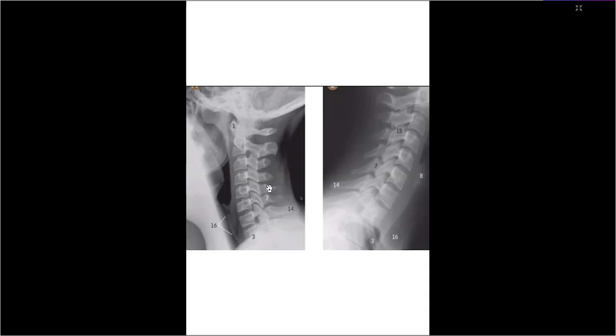So it is basically arising from the external occipital protuberance and is attached to the tip of the spinous process of C7. Correct. Yes. Now later on, it acts as which ligament? Supraspinous ligament. Very good. There is some muscle attached to this area. Can you name the muscles?